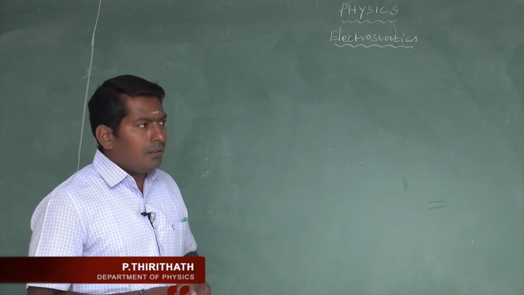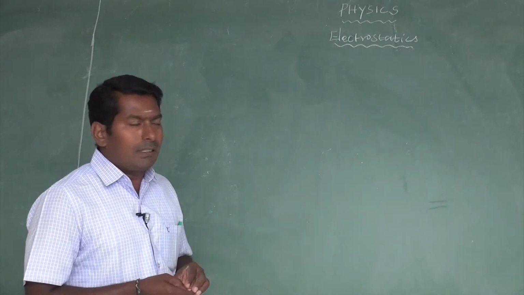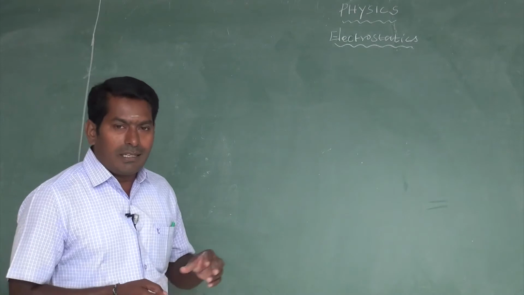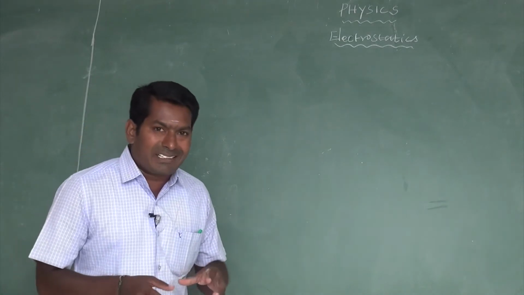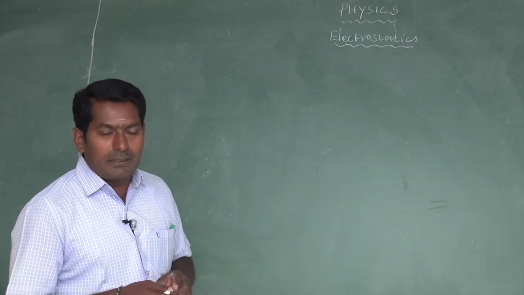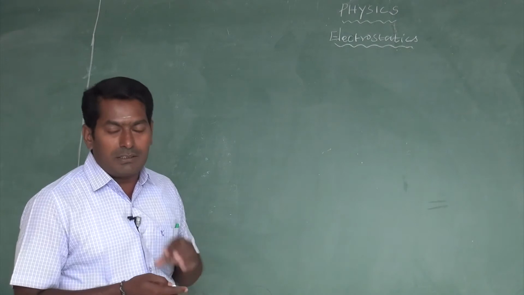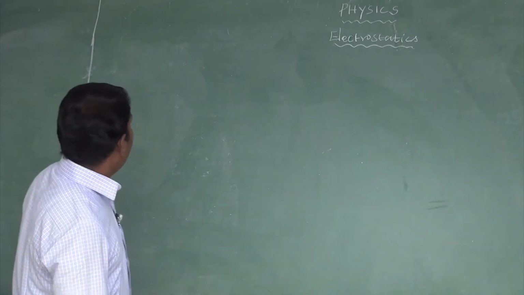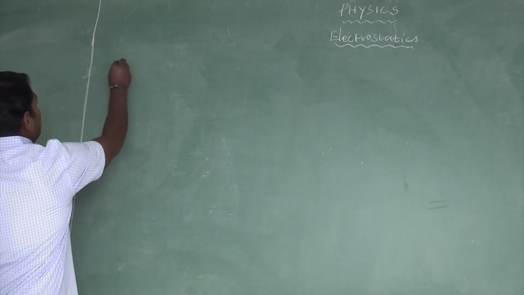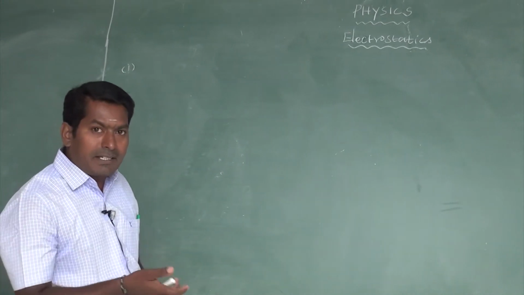Today we are going to see one of the important topics in the electrostatics lesson: the relation connecting electric potential and electric field. But before going to the topic, shall we recall the previous video class topic? One topic is that charge produces an electric field, or charge creates an electric field.